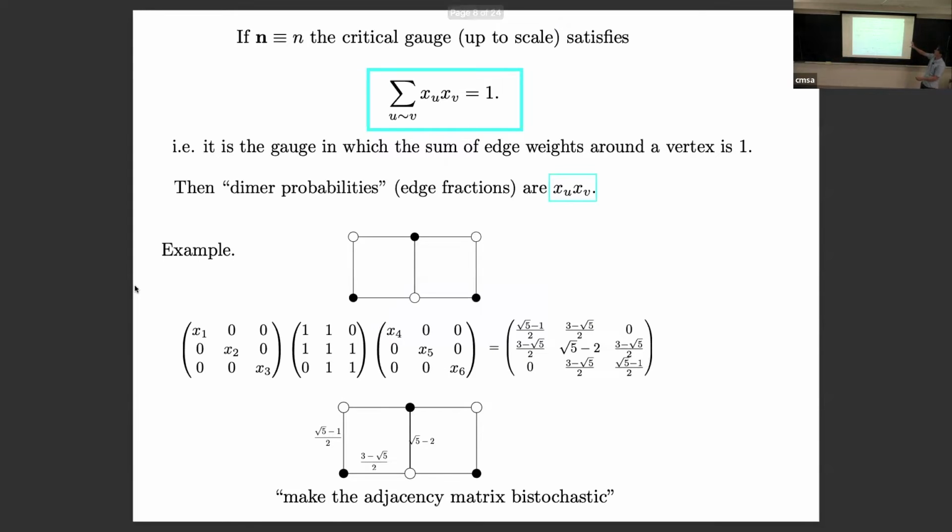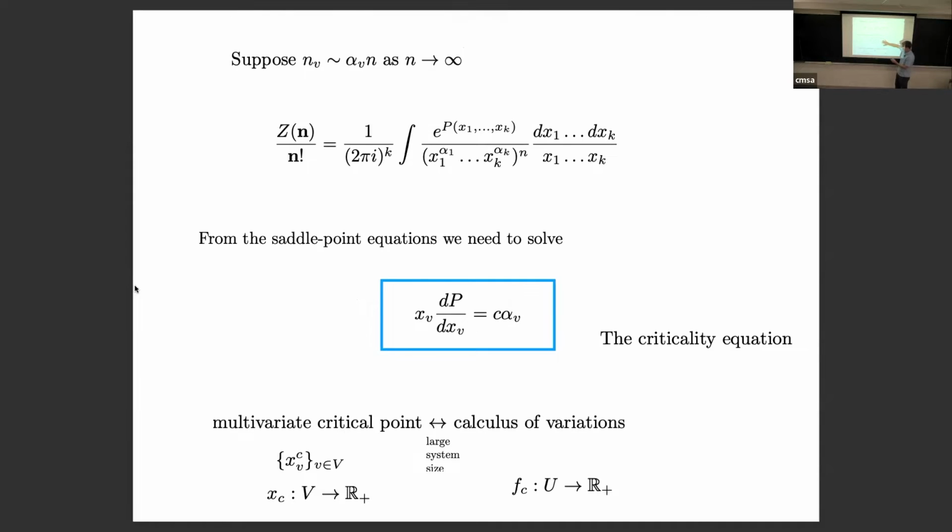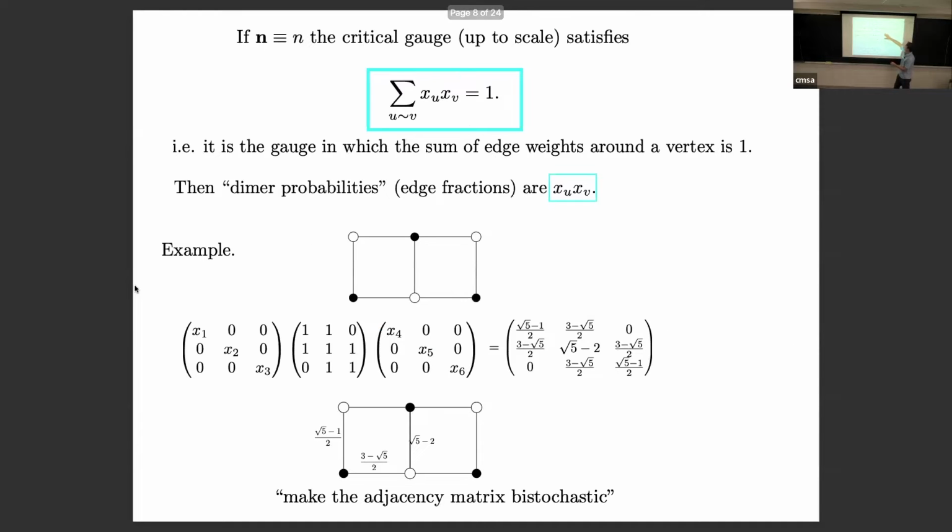Okay, let's go back to the finite graph case just so we can see how it works in practice. First of all, the easiest situation is where all the multiplicities are the same. So let's do that. At every vertex, all the multiplicities are just n, little n, some constant. And then the critical gauge equation from the previous slide, up to scale, you could just set the right-hand side to be 1, some constant. And we might as well make that constant 1 because it's convenient. Then for the dimer model, this is the equation we need to solve.